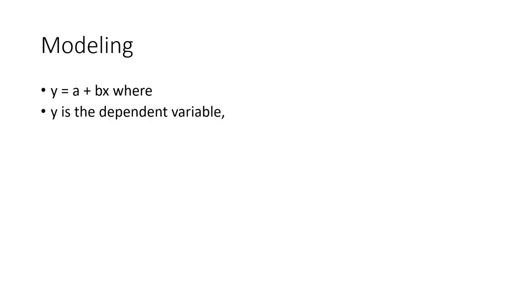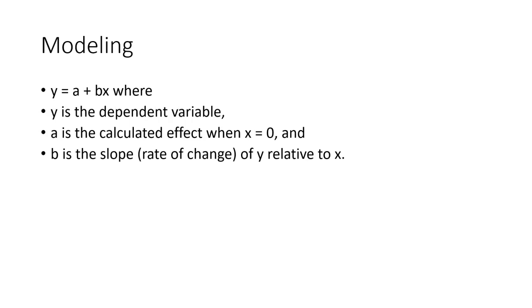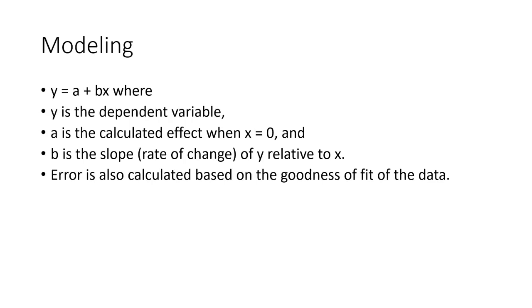Modeling. How do we model linear regression? We're going to look at the mathematical model where y equals a plus bx. Y is the dependent variable. A is the calculated effect when x equals 0. B is the slope or the rate of change of y relative to x. We also calculate error based on the goodness of fit of the data.